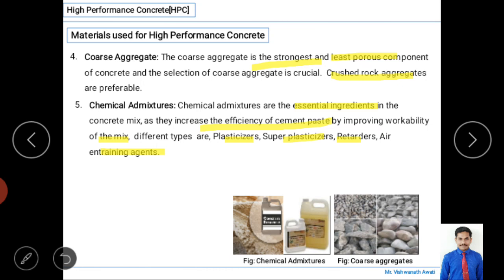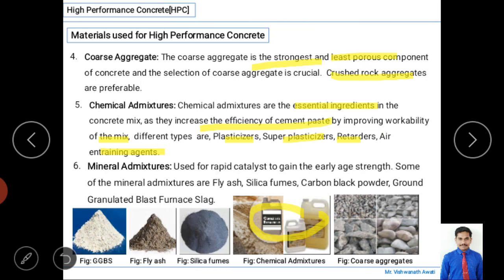Next we are using air entraining agents. Air entraining agents are mainly used to produce air bubbles, right? Air bubbles we have to produce, and why? Because it helps with placing, and it gives good workability. So that's why air entraining agents are used to create air bubbles. You can see here these are the chemicals which are used, the chemical admixtures.